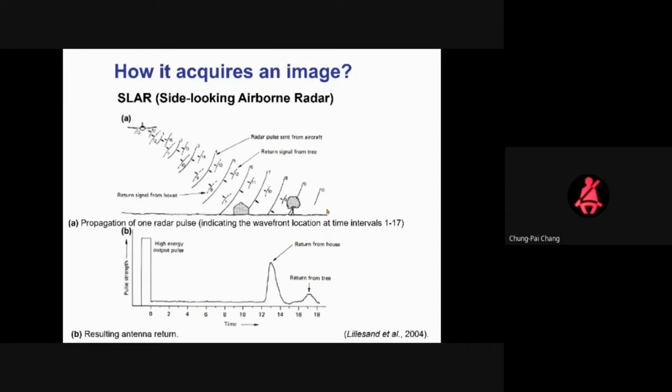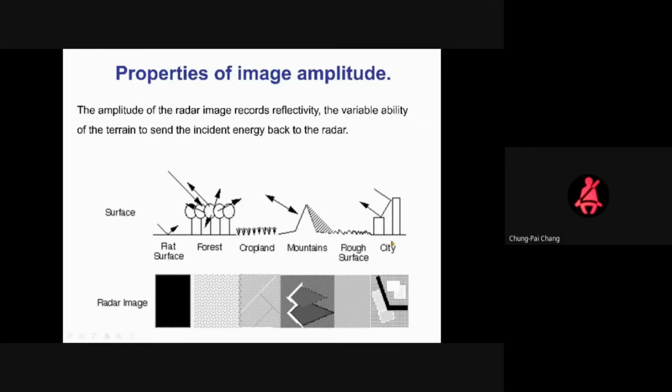So the idea is side looking. Keep in mind that for radar images, we cannot take the image perpendicular to the land surface. We always use the side-looking technique to scan the surface and acquire the image. So you can have different properties of different objects. We can use the amplitude of different objects to distinguish them.